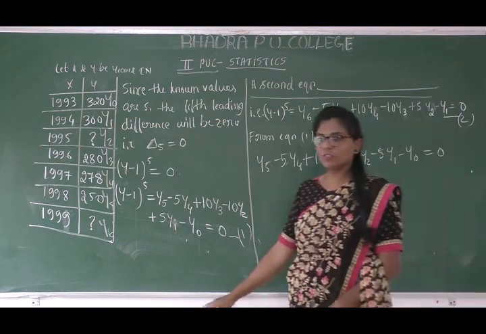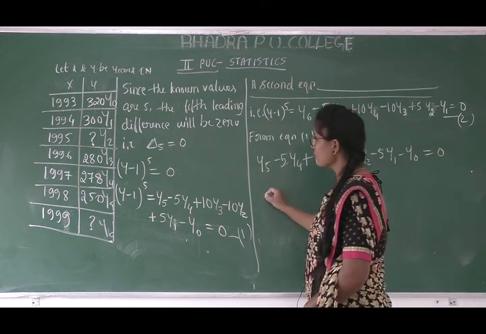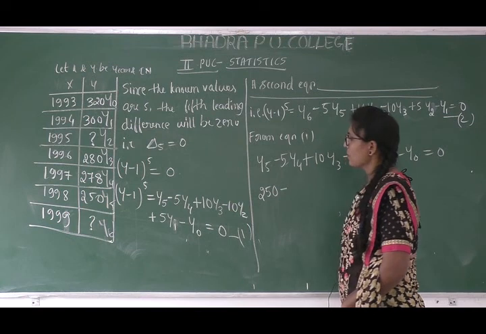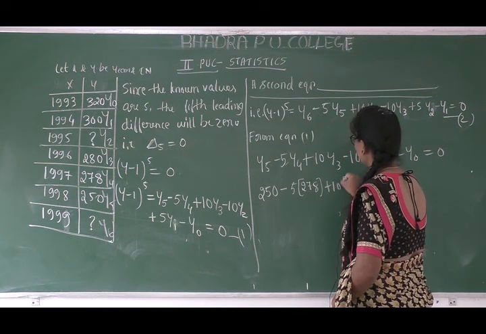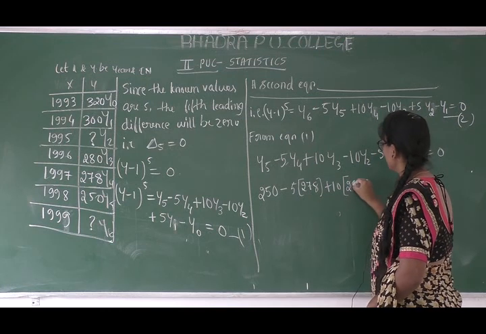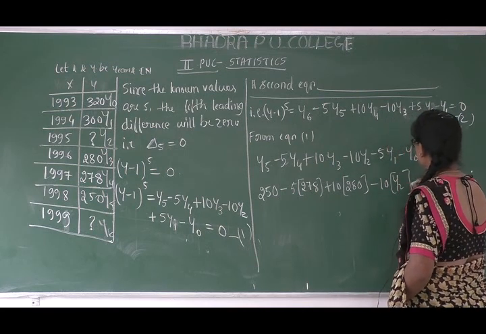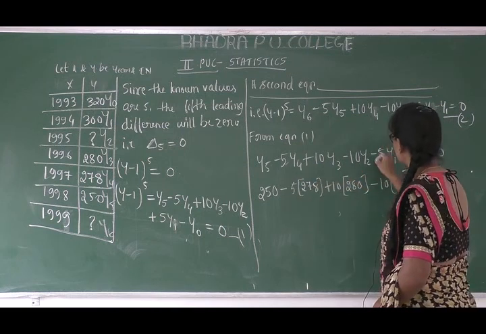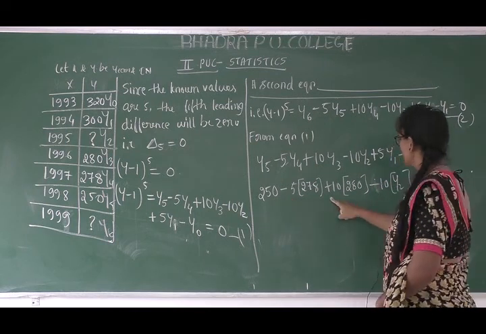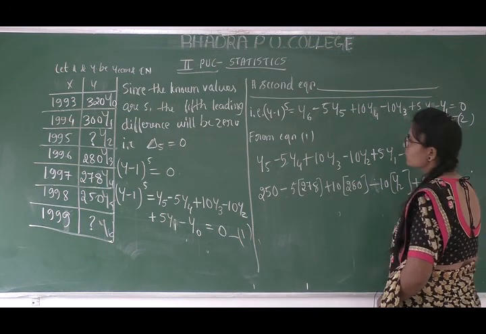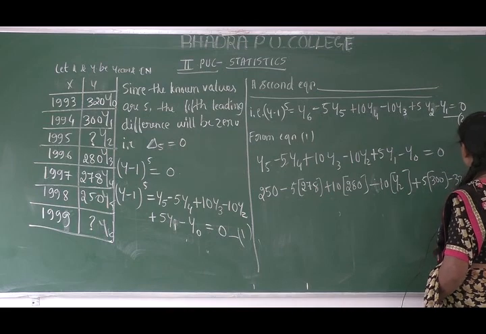So next, from the question, substitute the values in the formula. y5 we know is 250, minus 5 into y4 which is 278, plus 10 into y3 which is 280, minus 10 into y2, we don't know, write down as it is, plus 5 into y1 which is 300, minus y0 which is 320, is equal to 0.